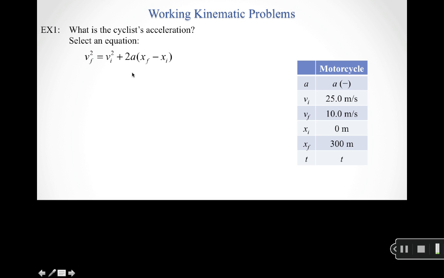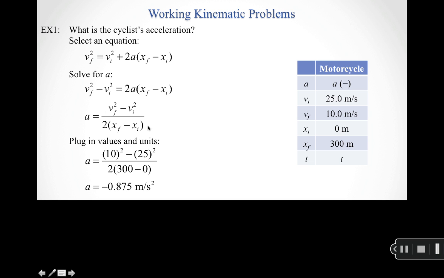As I look at this, final velocity, 10 meters per second. Initial velocity, 25 meters per second. Acceleration, that's what I want to solve for. Final position, 300 meters. Initial position, 0 meters. Sure enough, there are 5 variables in this equation, but I have a value for 4 of them. So I can solve this immediately for a. Algebraically, I'll bring the initial velocity over onto the other side of the equation, then divide by 2 and divide by my displacement, so I'm left with this as an expression for the acceleration.